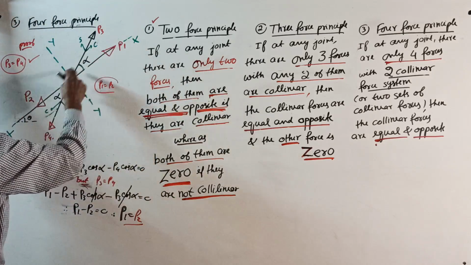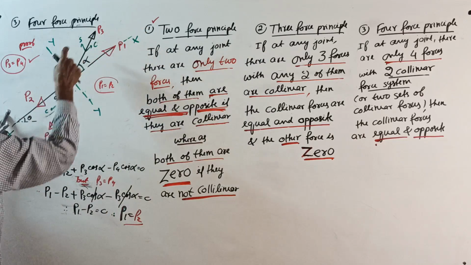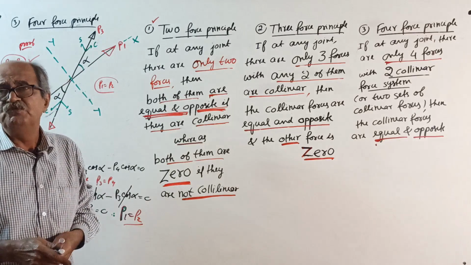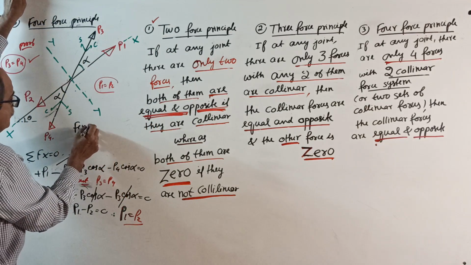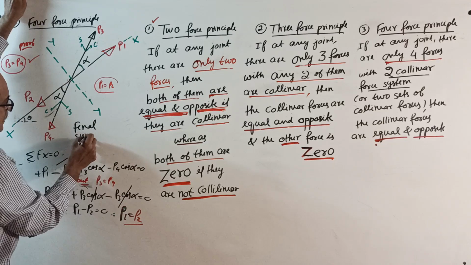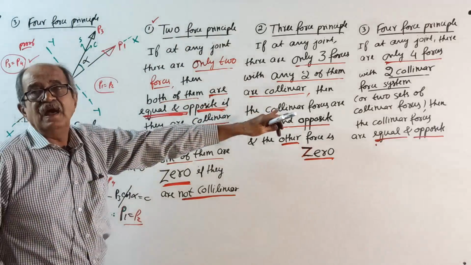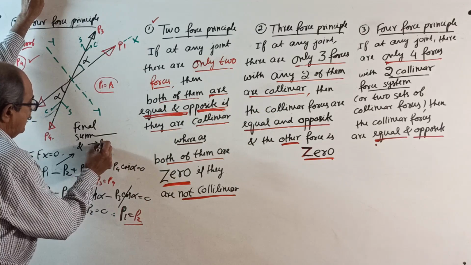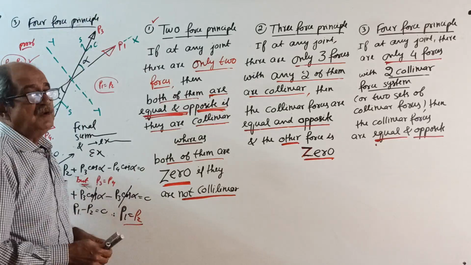Two collinear forces are equal and opposite: P1 equal to P2, P3 equal to P4. Remember, only 4 forces. Okay, everything over. Now I will give you the final summary, and I will also maintain this statement on the board. I will give you examples also, and I will explain.